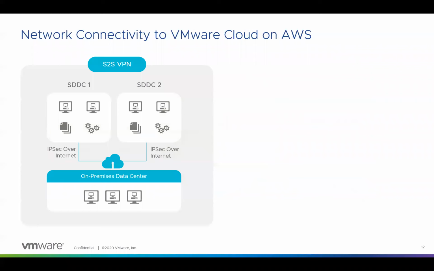So as promised, let's start with the network connectivity to VMware Cloud on AWS. There are 2 ways to connect. The site-to-site VPN is one way to connect, which is very easy and quick to set up, and you can be up and running in less than an hour if you want to just build a site-to-site VPN between your on-prem and your SDDC.